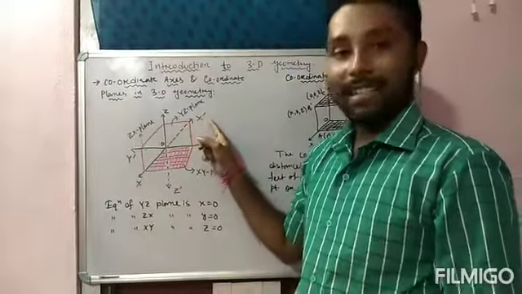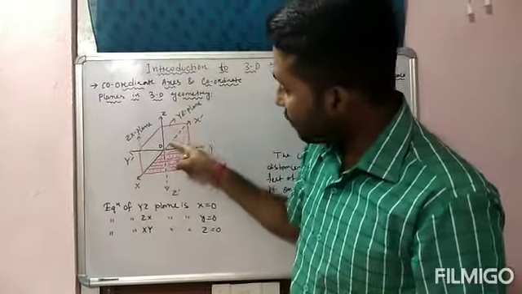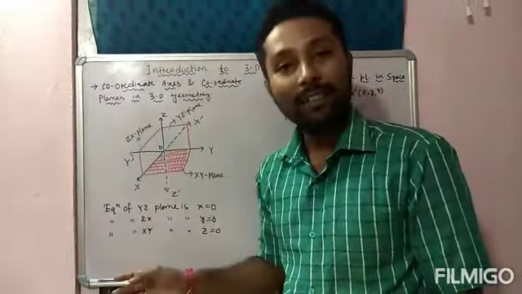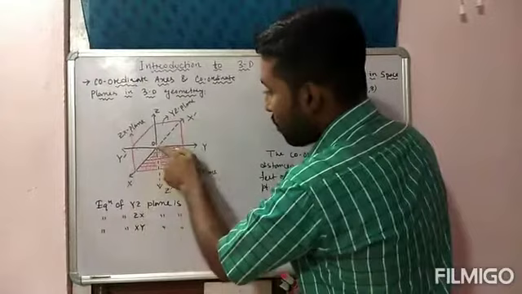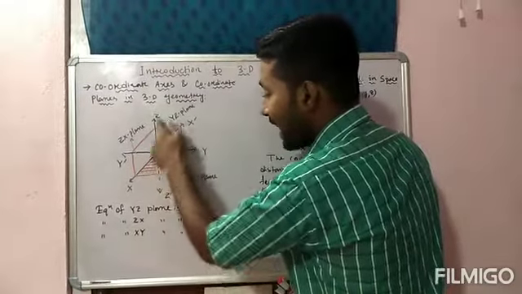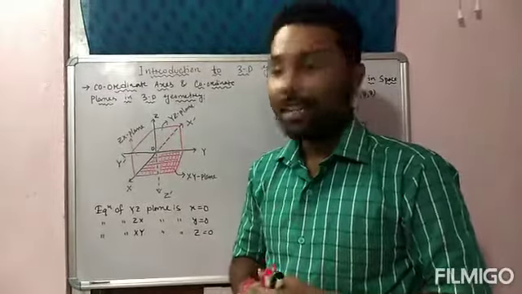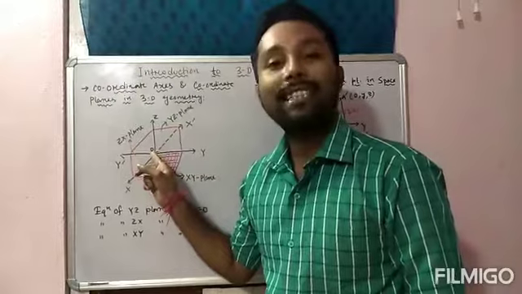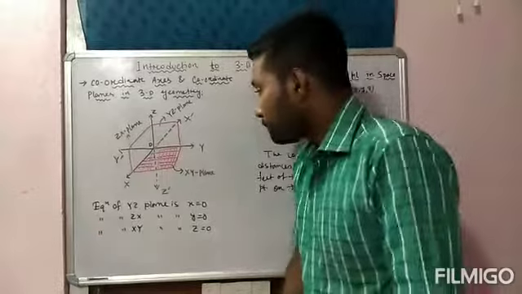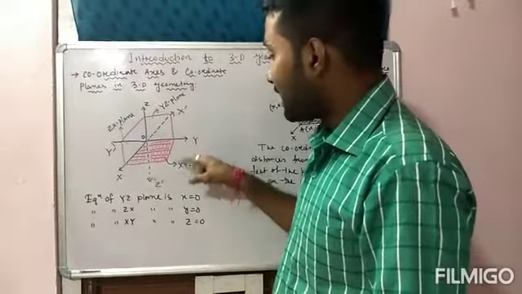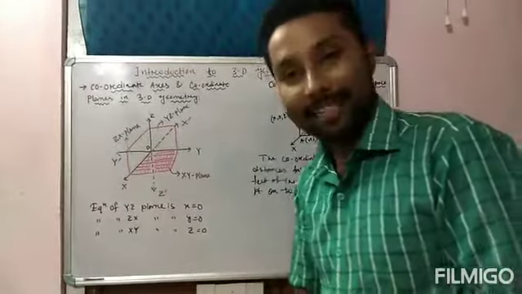x o x dash, y o y dash and z o z dash. These 3 are what? These 3 are mutually perpendicular lines or not? X o x dash, y o y dash, z o z dash. These are 3 mutually perpendicular lines intersecting at origin O. Yes or not? Okay.